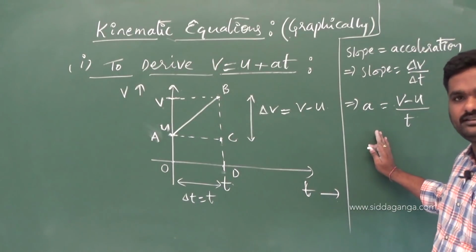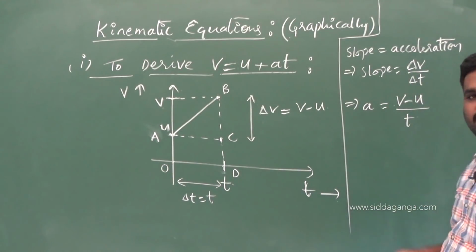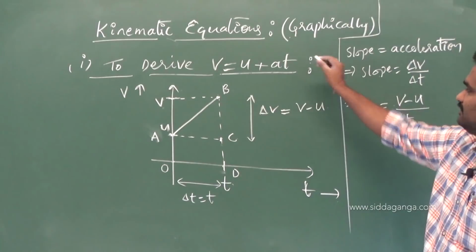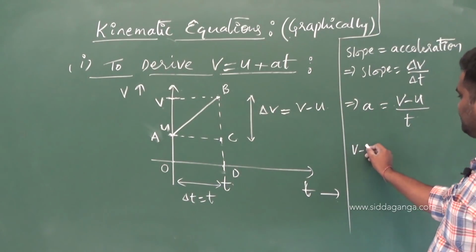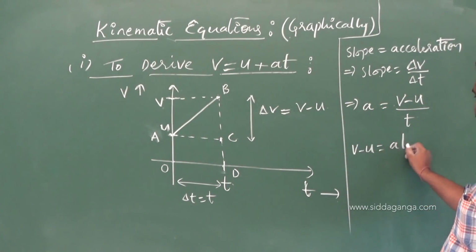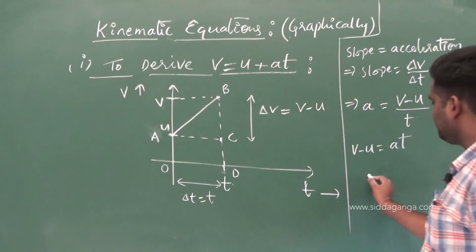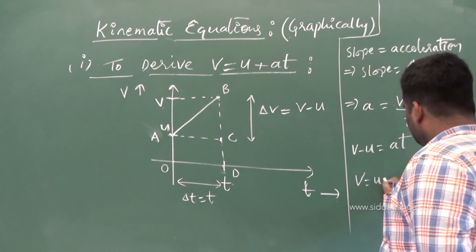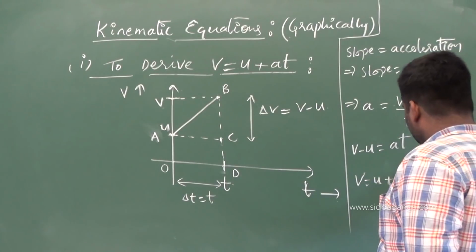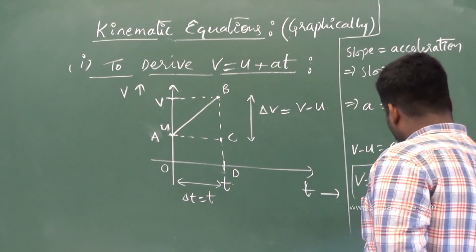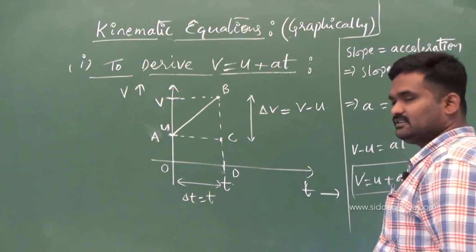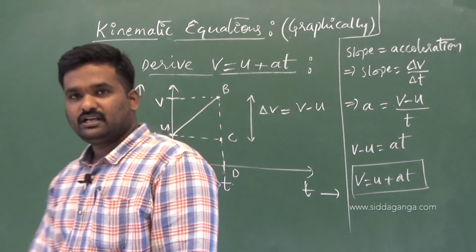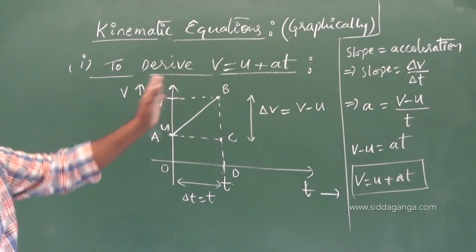Up to here only the derivation part. Remaining is mathematically we have to obtain the final value. See what you will write? From this equation I can write V minus U equals AT, or the value of V equals U plus AT. This is the equation which you have to remember. See, we have derived a simple relation. What is that? V equals U plus AT. This we have derived by graphical method.